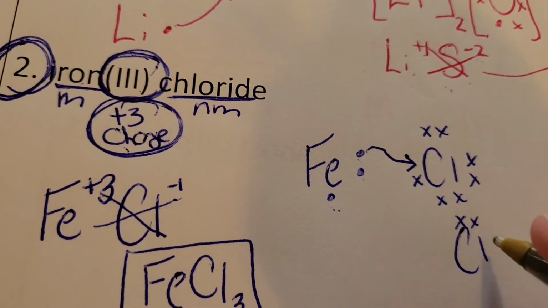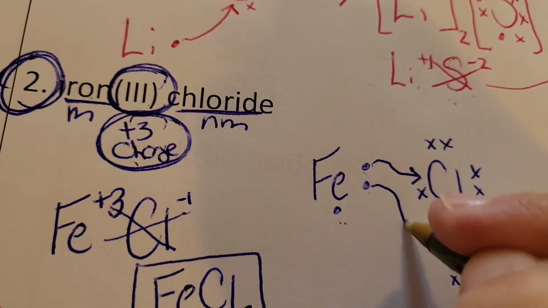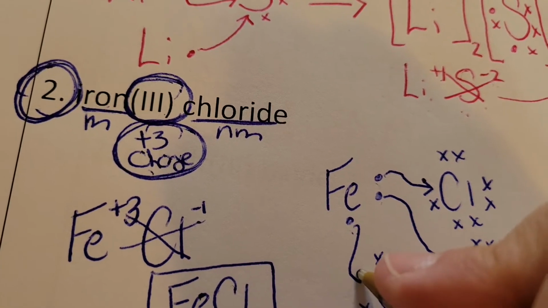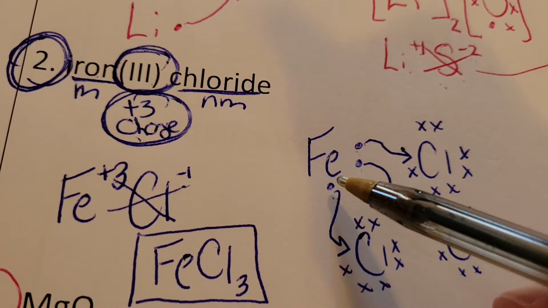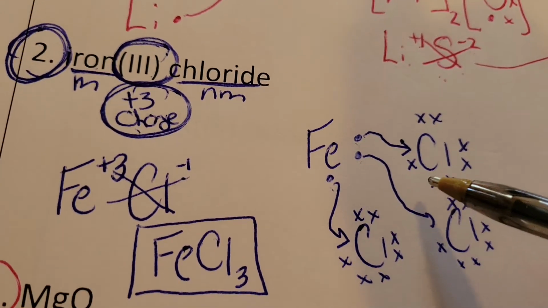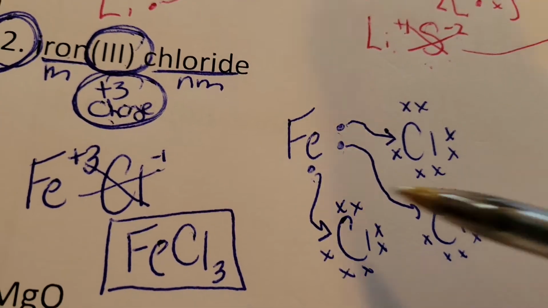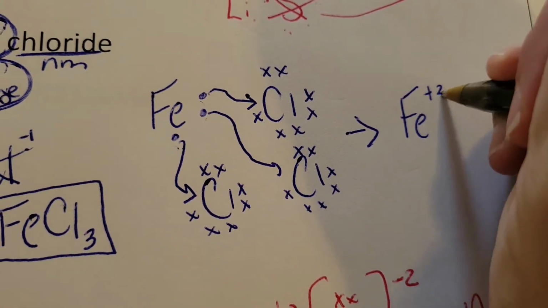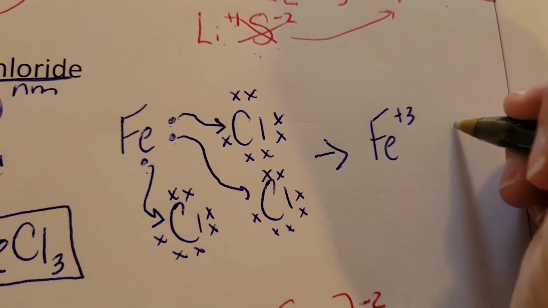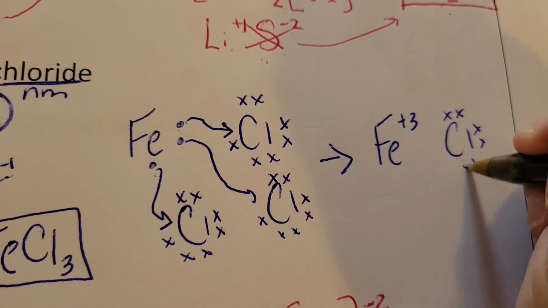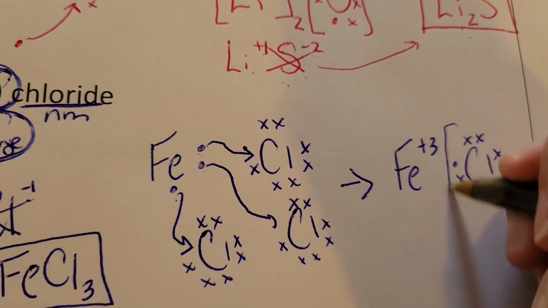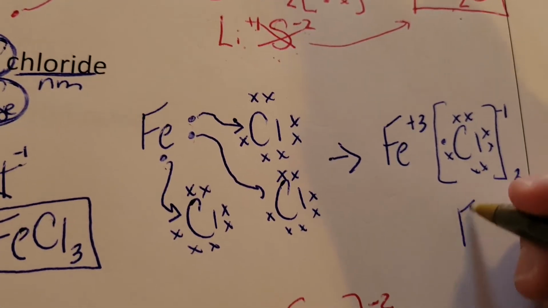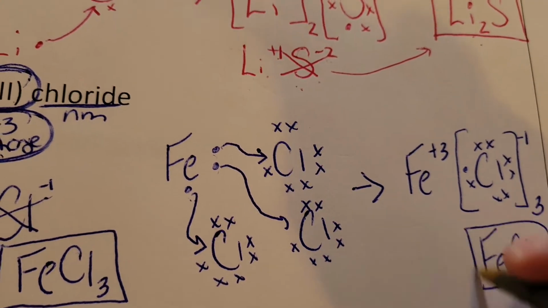I'm going to need another chlorine for this one, and then another chlorine to give to that one. So iron had its 3, chlorine has 7, only needs 1, so I'm going to need 3 different chlorines for each of those. So I have iron with a +3 charge because it lost 3 electrons. Then I have chlorine with 7 of its own, the 1 that it gained. So chlorine has a -1 charge, and there's 3 of them. So that's where my FeCl3 comes from.